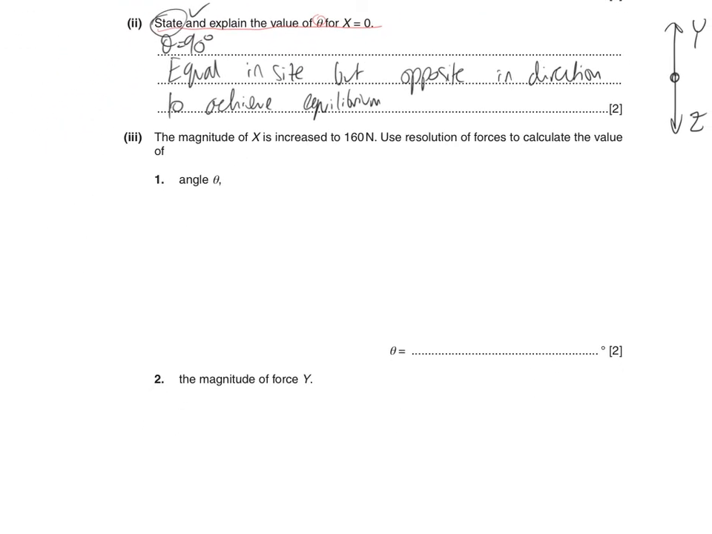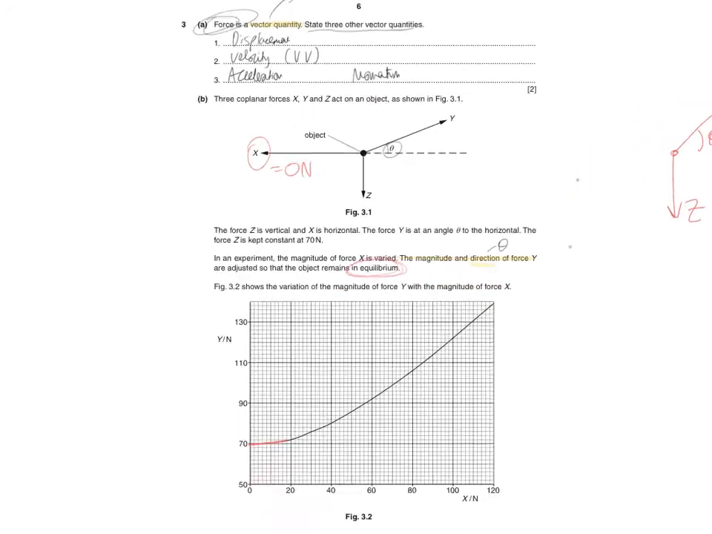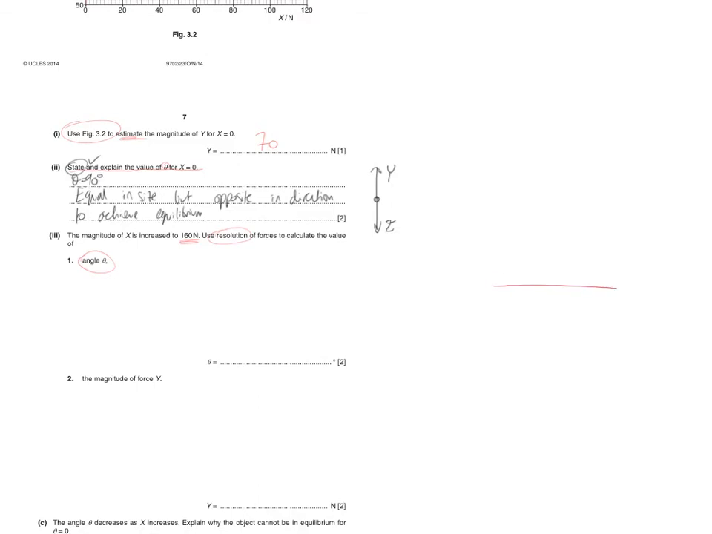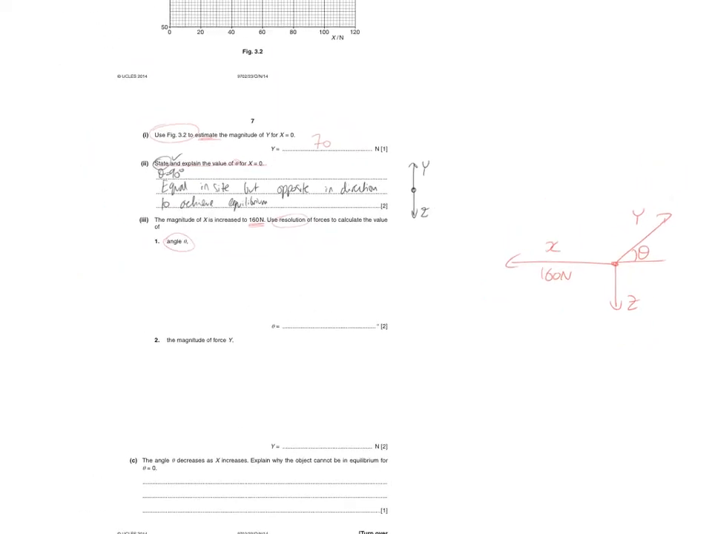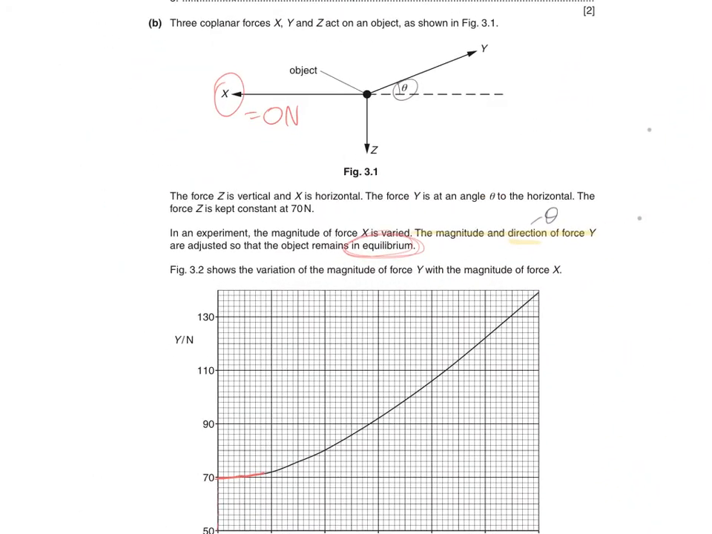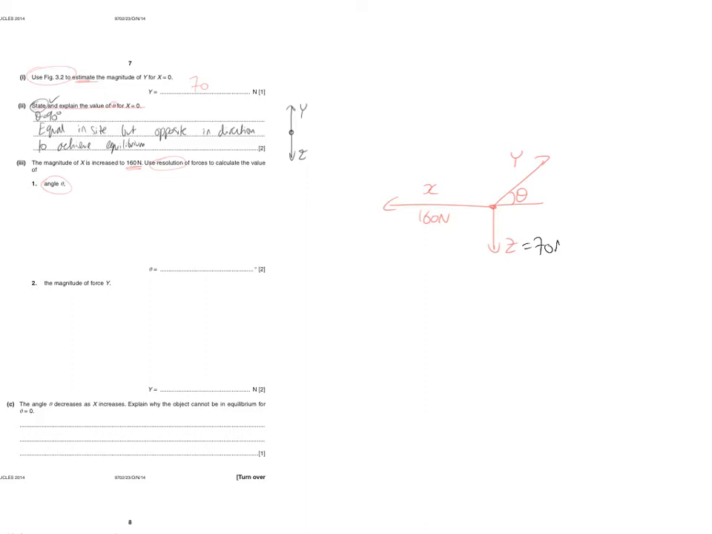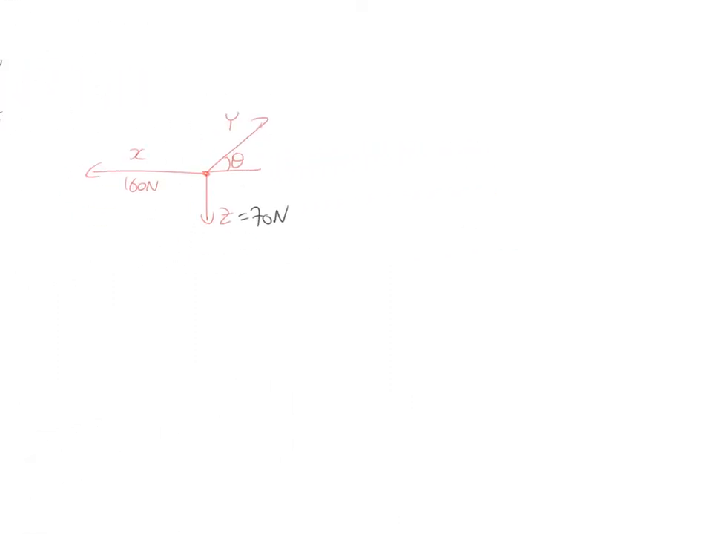Question 3 tells us that the magnitude of x is increased to 160 newtons. We need to resolve forces, so it's going to be cosine and sine in there, to calculate the angle of theta. So let's go back and look at the question again, always good to refer back. So we now know that x is 160, so x goes like this. We know it's 160 newtons. We have z acting down, and we have force y acting at an angle of theta to the horizontal. Now another important thing to spot in the question is that z is kept constant at 70 newtons. So we know that z is also 70 newtons. So let's see what's going on. I'm going to answer that over here.